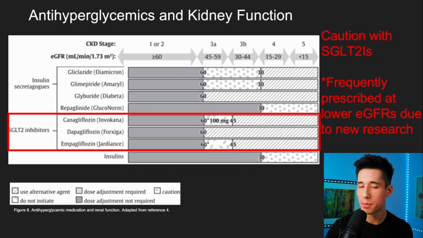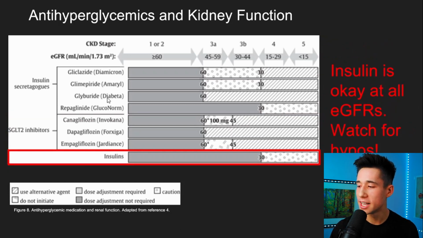SGLT2 inhibitors, this particular class of drug, I believe that this graph is a little bit outdated based on the newer research that we have now. We could probably consider prescribing them at lower GFRs. You're definitely going to find people prescribing them at very low GFR. So ignore the SGLT2 inhibitors on the graph. Insulin's okay for everyone. You just got to watch for hypoglycemia, to be honest, with the insulin.